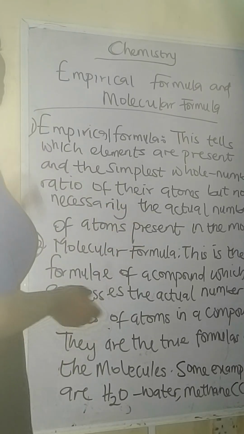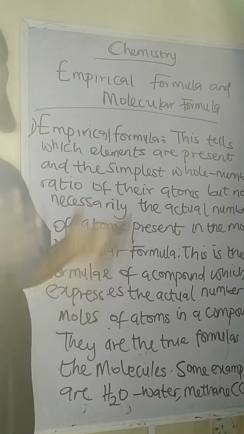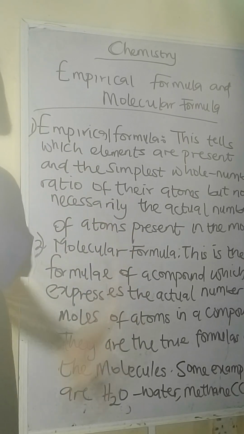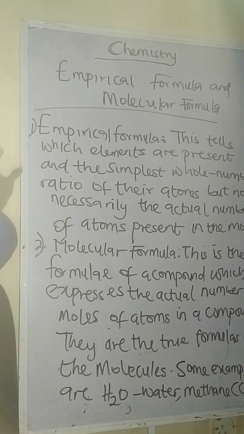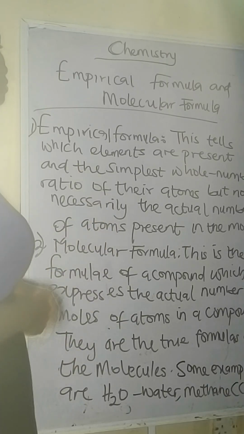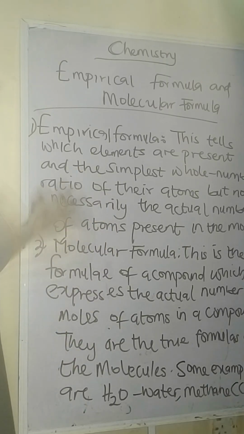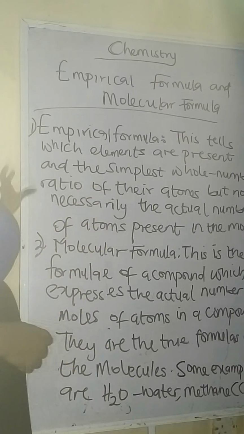So now on the board is chemistry, and this is for SS1 to SS3, or should we say grade 10 to grade 12 students. So this is a topic which we call empirical formula and molecular formula. We first define empirical formula and molecular formula. So what is empirical formula?